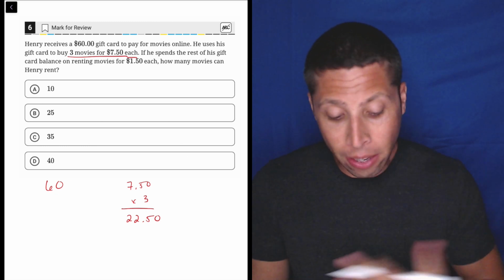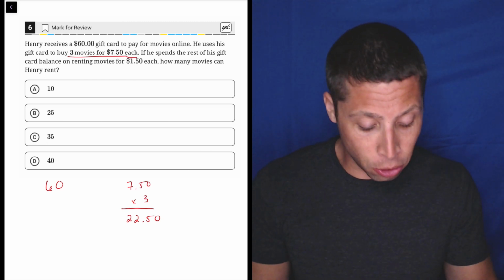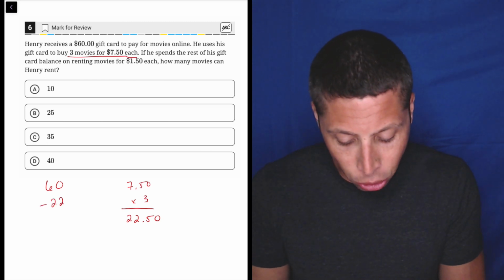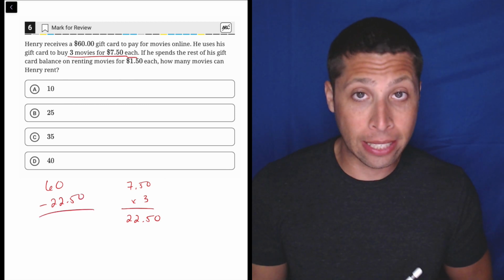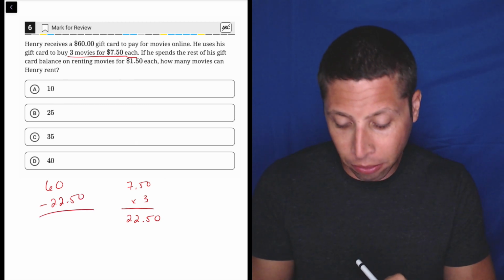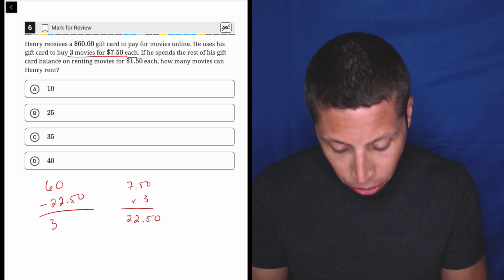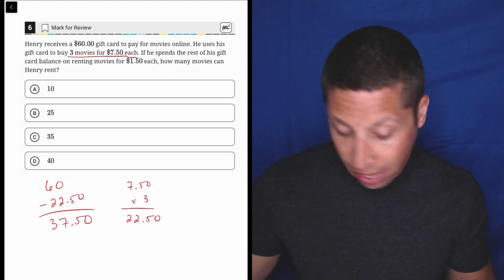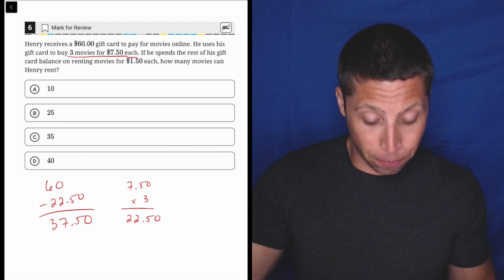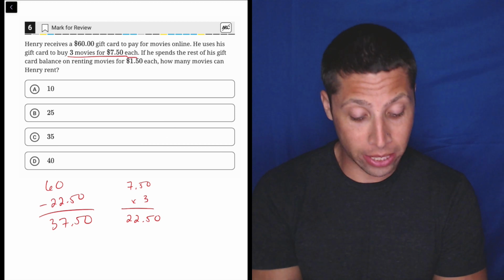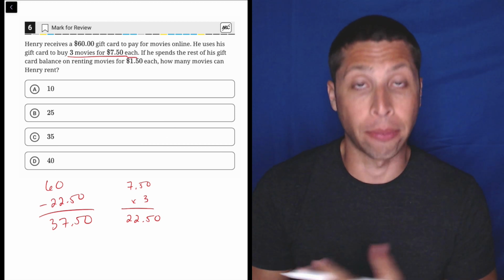So let's get rid of that then. He uses the gift card to do the 3 movies there, so that's minus $22.50 from the $60. So how much do we have left? So 60 minus $22.50 in my calculator is $37.50. Okay, but there's more. He spends the rest of his gift card balance on renting movies for $1.50 each. How many movies can Henry rent?